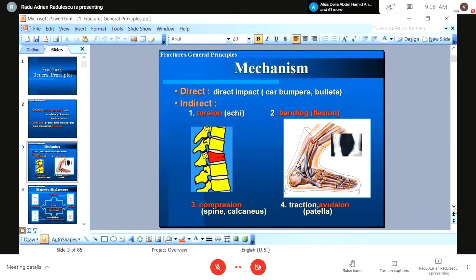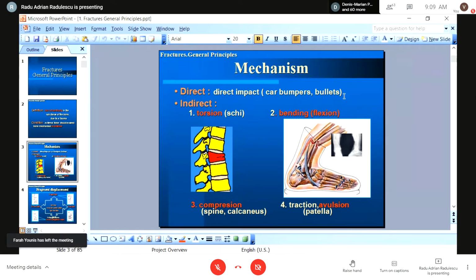Okay, so we'll have the direct mechanism, like I said, like when a pedestrian is hit by a car, for example, or in case of bullets, for example, that hit a part of our body. So we'll see when we describe all types of fractures that this mechanism is very dependent on the area. And the non-direct mechanism, which is more frequent than the direct mechanism, may involve several situations.